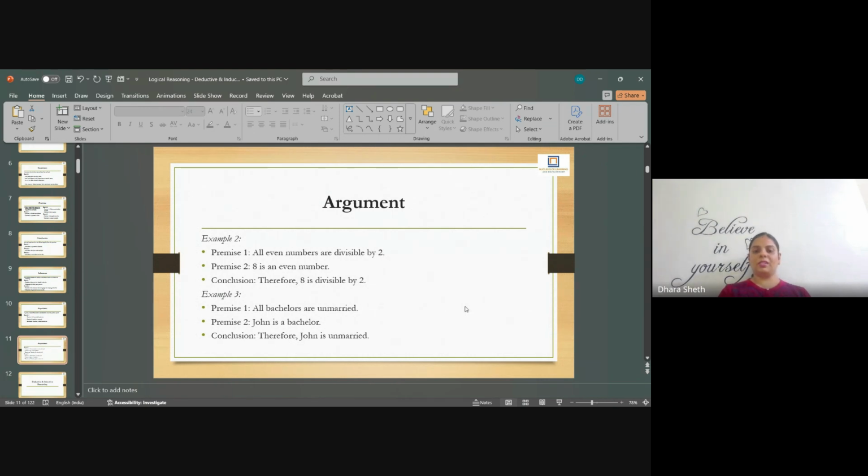2 other examples of a set of sentences which together make argument. Premise 1, all even numbers are divisible by 2. Premise 2, 8 is an even number. So the conclusion is, therefore, 8 is divisible by 2. Premise 1, all bachelors are unmarried. Premise 2, John is a bachelor. Conclusion, therefore, John is unmarried. I would give you a moment to look at the slide and absorb this.